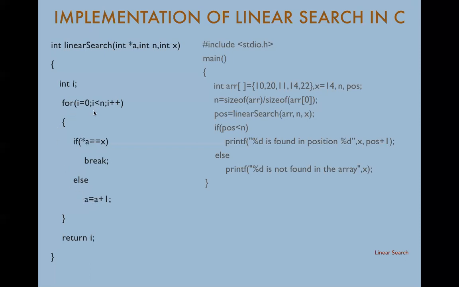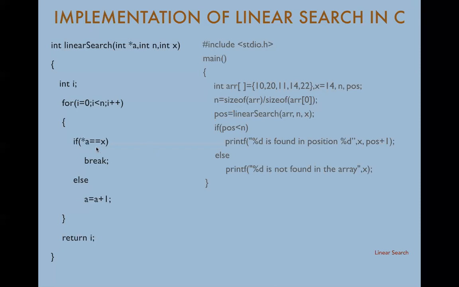Now i becomes 1. So I'm comparing the second element with X. If it is equal, break and return the value of i. That's the position, right? i is equal to 1. So it's found in the second position. Otherwise, increment a. So a becomes 1008. Correct? So it goes here. i becomes 2. I'm checking whether the third element is equal to X. If it is equal, break, then return i.